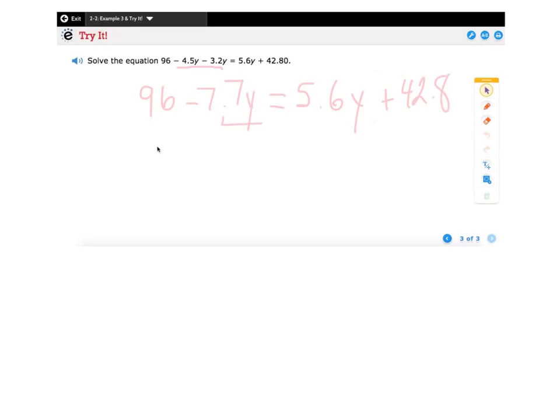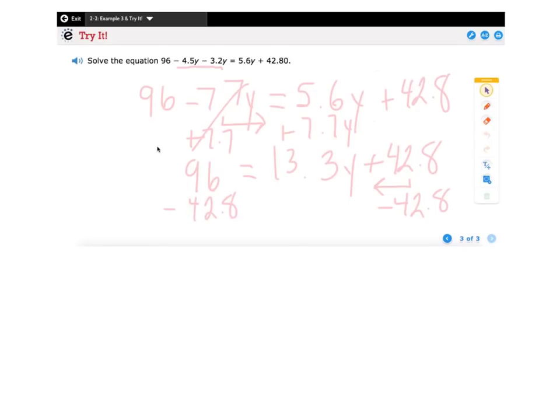Okay. I'd like to move this over to the other side, so I'm going to add 7.7y. All right, that goes away. 96 is equal to, let's see, 13.3y plus 42.8. Again, 42.8 has no choice. It's got to move over here to the left with 96. Subtract 42.8, right? Opposite operations will do that for me.